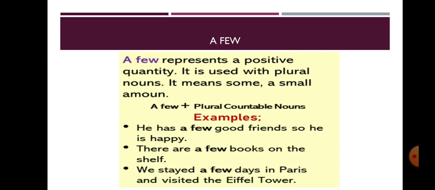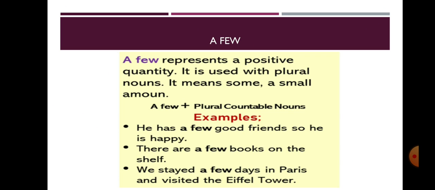For example, he has a few good friends, so he is happy. The sentence is positive, and good friends is a plural countable noun, so the quantifier a few has been used here. Second example, there are a few books on the shelf. Books is a plural countable noun, so we are using a few.